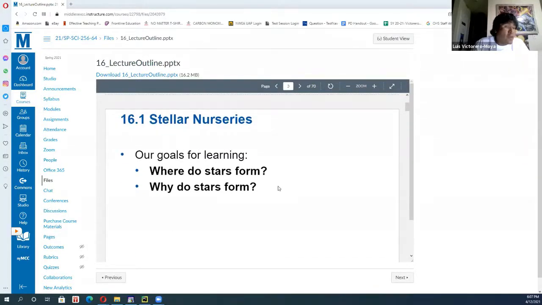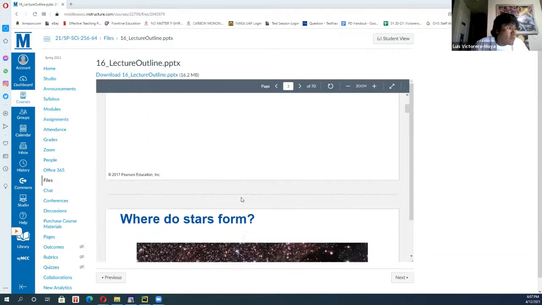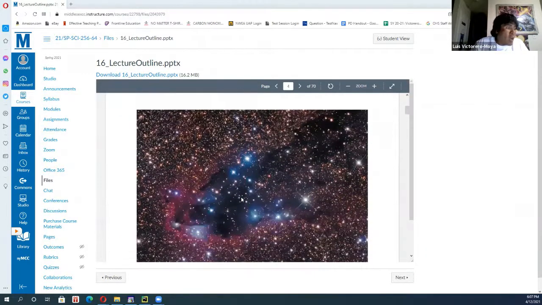So, star forming nebulas. Now, why do they form? To know why they form, we need to understand the whole idea of gravity and heat, which is related to temperature. And from those two concepts, you can understand the idea of contraction, pressure, and thermal radiation, right?